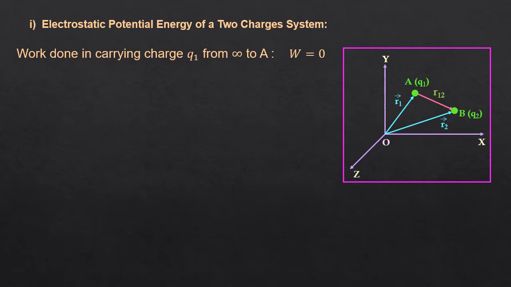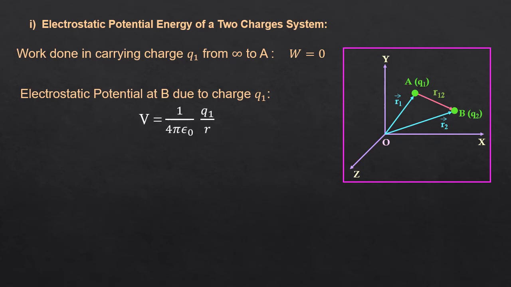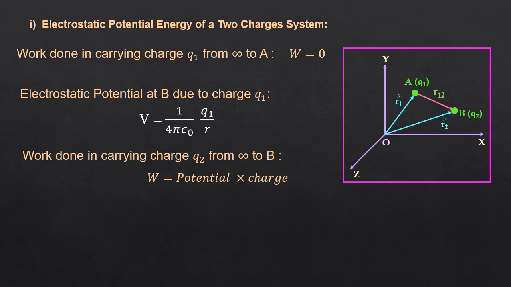Next step, we have to bring the charge q2 to the point B. But at point B, there is a potential, because of the presence of charge q1 at point A. We know that the potential at point B due to charge q1 can be written as V is equal to 1 by 4 pi epsilon naught q1 divided by r12. We know how to calculate that. Since there is a potential, there is a potential energy associated with this q2 now. In order to calculate the potential energy, you know the relationship between potential and potential energy. Whatever charge you are bringing, you have to multiply by the potential, and you will get the potential energy. So the work done in carrying charge q2 from infinity to B can be written as potential at point B into charge, and the charge is q2 here. So you can write it as V into q2, or 1 by 4 pi epsilon naught q1 q2 by r12. This is the potential energy of the charge q2 at point B.